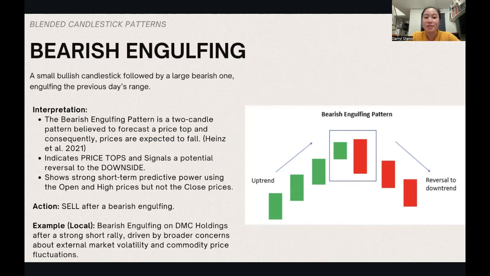When you recognize this pattern, we recommend you to act fast and sell your shares. Take profits or prepare to short the market. Simple, right? Let's move on to the next pattern.